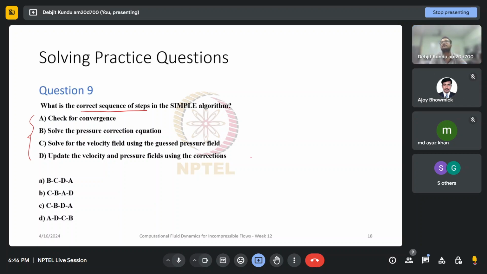Okay. So what would be the correct sequence of steps in the simple algorithm? There are 4 steps given here. You will have to arrange them in the correct order. Option A, check for convergence. Option B, solve the pressure correction equation. Option C, solve for the velocity field using the guessed pressure field. And step D would be to update the velocity and pressure fields using the corrections. So it could be a mix and match of all these steps. What is the correct order?